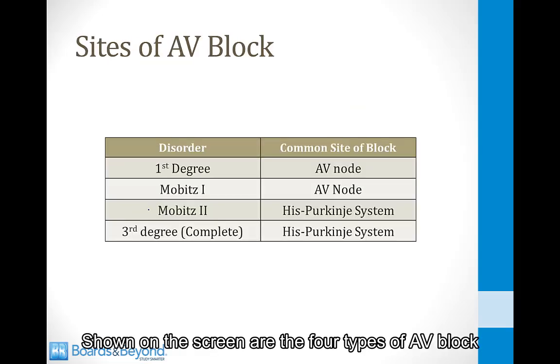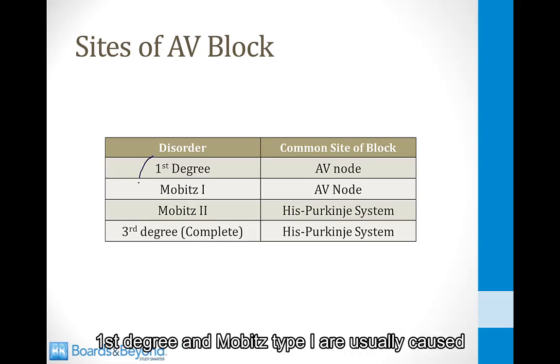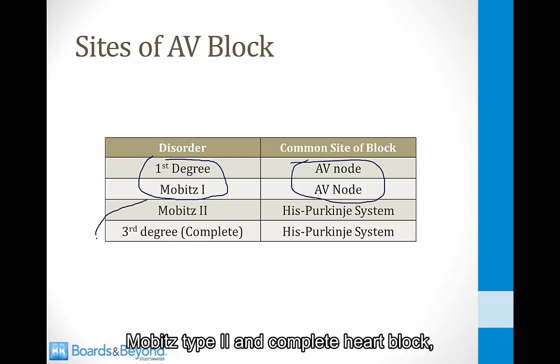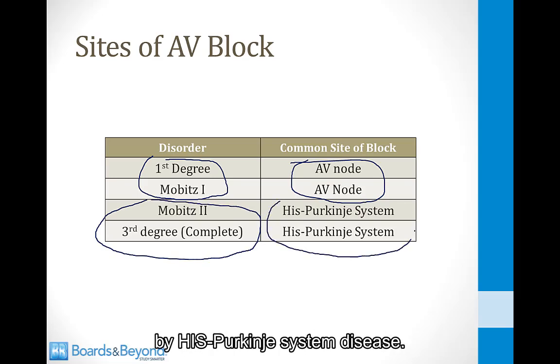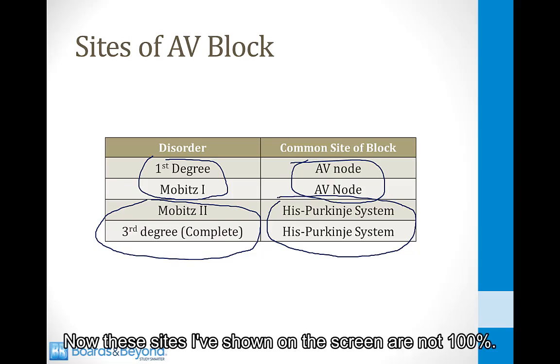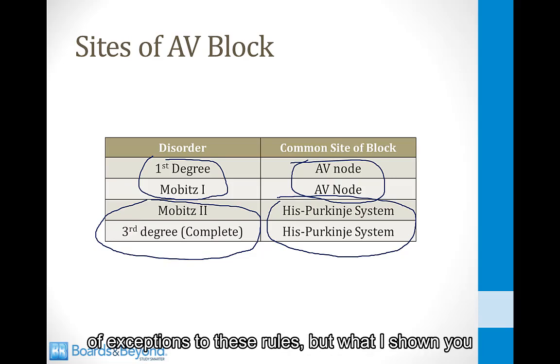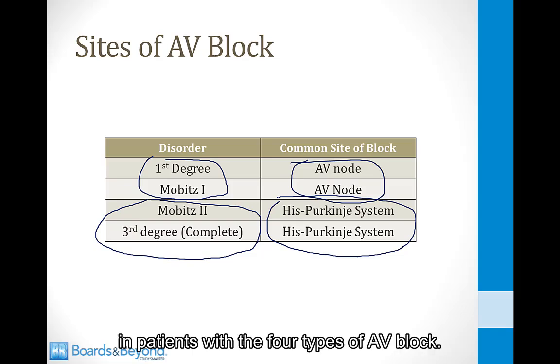Shown on the screen are the 4 types of AV block and the common anatomical site of the block. It's very important for you to remember this. First degree and Mobitz type 1 are usually caused by problems in the AV node. Mobitz type 2 and complete heart block or third-degree heart block are usually caused by His-Purkinje system disease. Now, these sites I've shown on the screen are not 100%. You can find examples in the literature of exceptions to these rules, but what I've shown you on the screen are the most common locations of the block in patients with the 4 types of AV block.